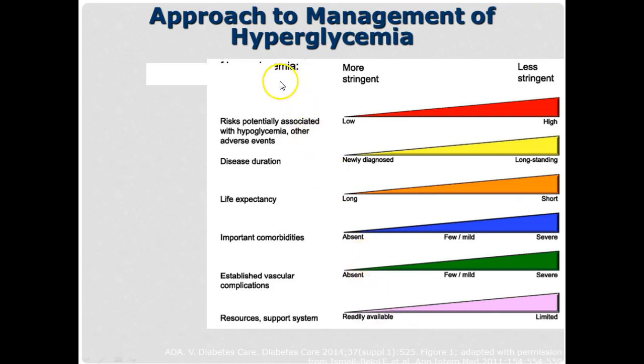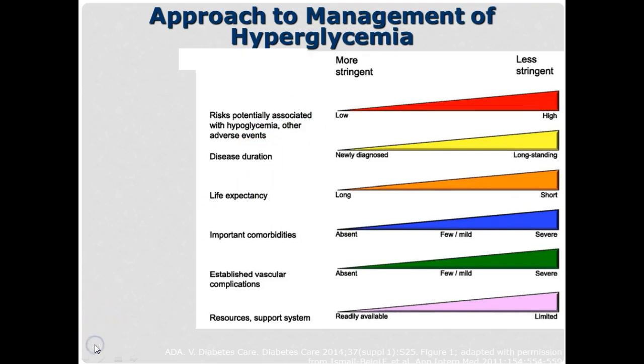Now, I did want to call your attention to this particular slide. This slide is helping us understand why sometimes we will adjust the A1C goal a little bit upward, because we find that the patient may not be able to tolerate the tight control. So we tend to be more stringent in our control if we have low risk of hypoglycemia, they're newly diagnosed, we have a long life expectancy, etc. Over here, we're less stringent.